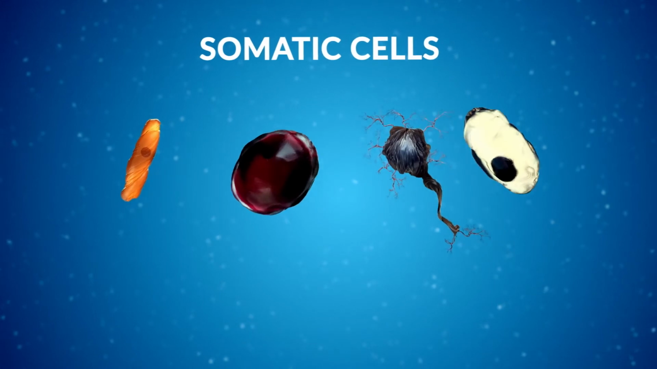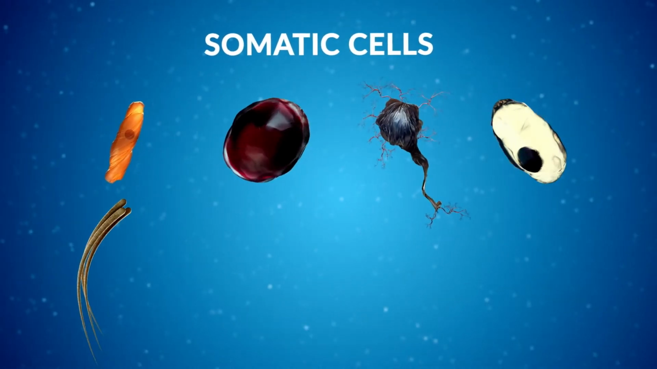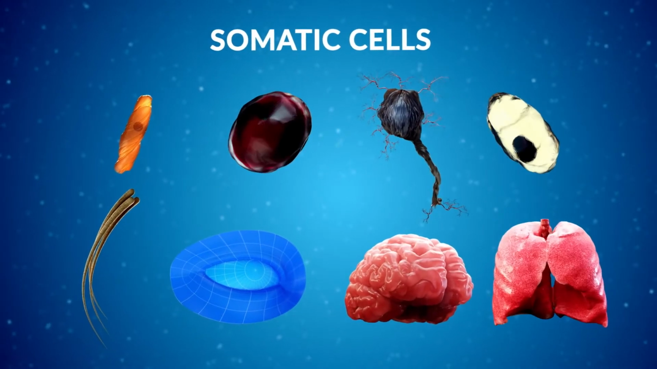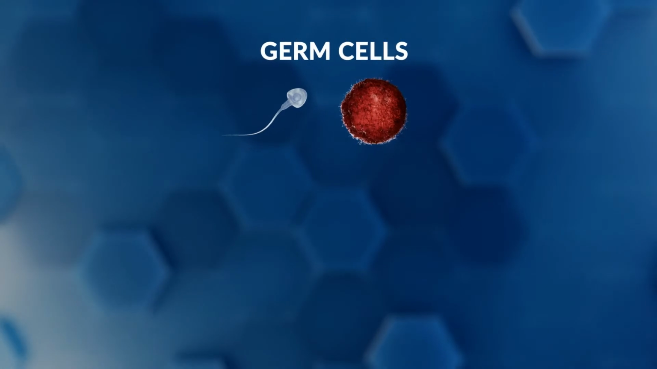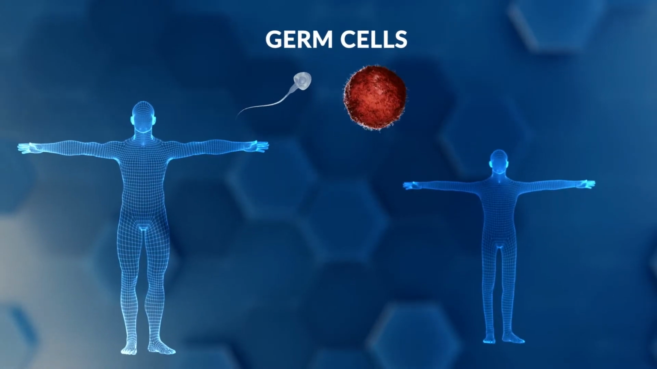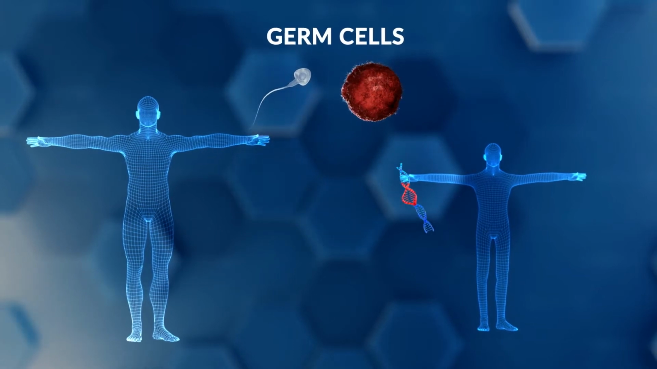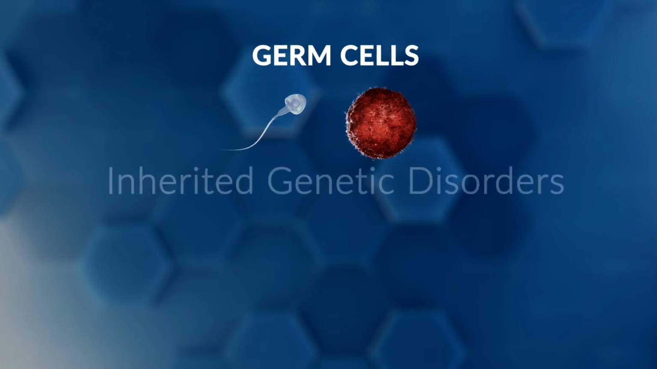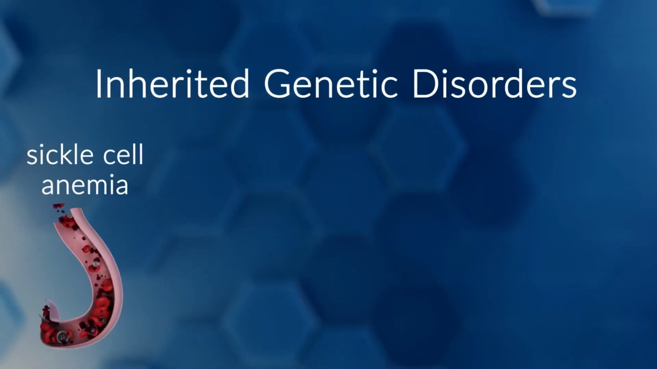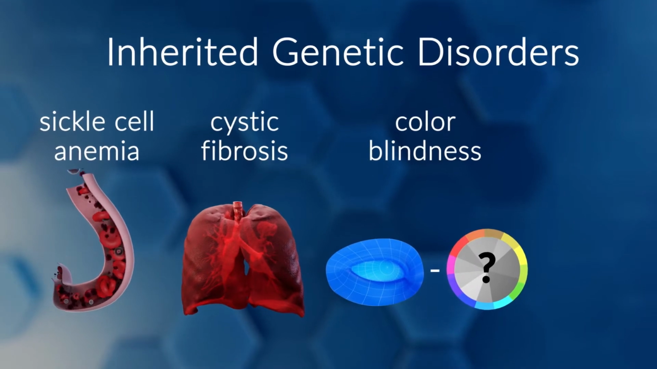Somatic cells make up the rest of our bodies. Cells that develop into your hair, eyes, brain, and lungs are all somatic cells. Germ cells transfer genetic information from parent to child. If there is a mutation present in a germ cell, there is a possibility that the offspring will get the mutation. These germline mutations are better known as inherited genetic disorders like sickle cell anemia, cystic fibrosis, and colorblindness.